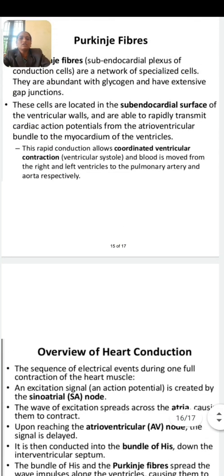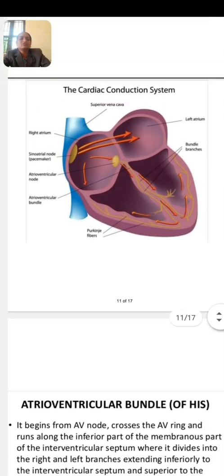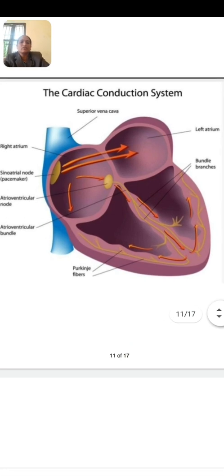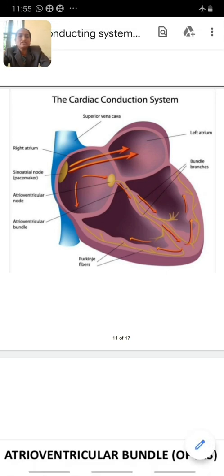Now, how does the conduction take place? Look at the diagram here. Where is the SA node located? It is located in the wall of the atrium. It generates the wave or impulse of contraction. As soon as the atrium gets full of blood, the SA node generates the wave of contraction. Both atria contract, and blood from the atria is poured into the ventricles.